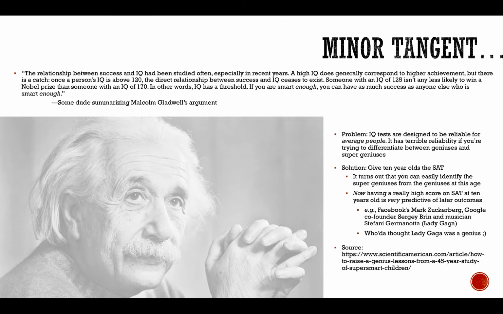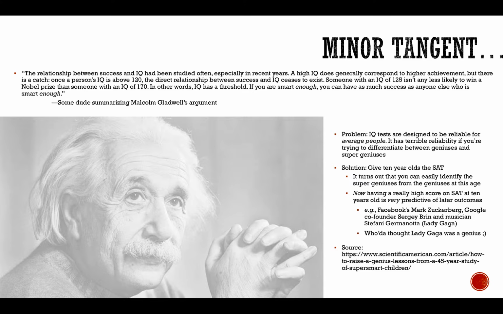Several decades ago, somebody had the brilliant idea: why don't we give 10-year-olds the SAT? So if we have two kids that we think are really smart, and we want to know which is smarter, and we give them the SAT at 10 years old, it turns out you can easily identify the super geniuses from the geniuses at this age. Having a really high SAT score at 10 years old is extremely predictive of later outcomes.